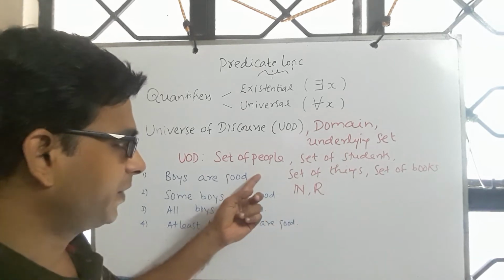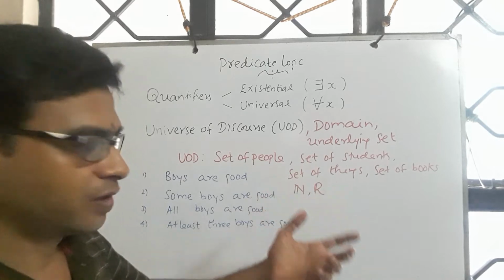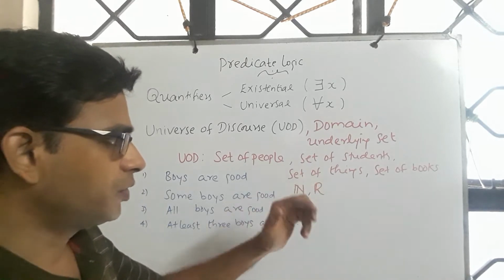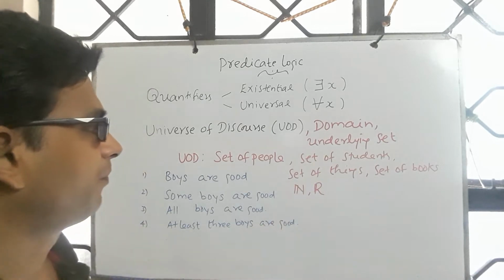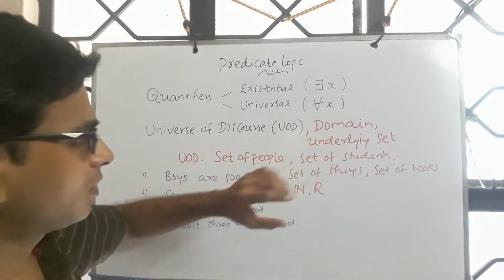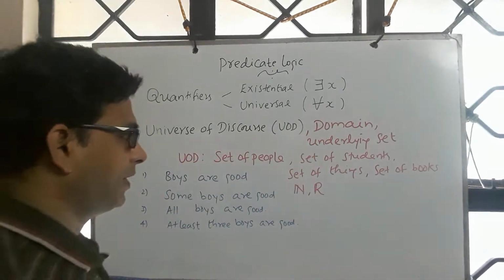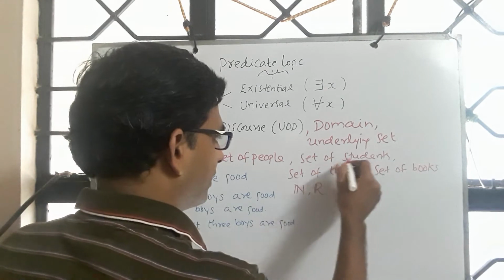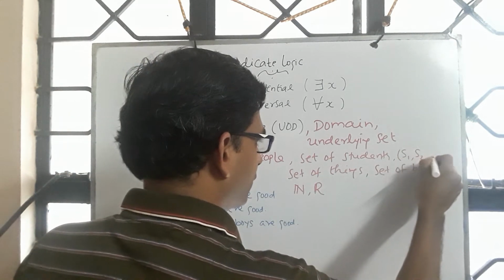It could be a set of people, a set of students, a set of things, living things, non-living things. It includes both. And it could be a set of books and so on. So fixing this set, then we talk about the elements of the set. For example, for the set of students, you will have something like S1, S2, and so on.